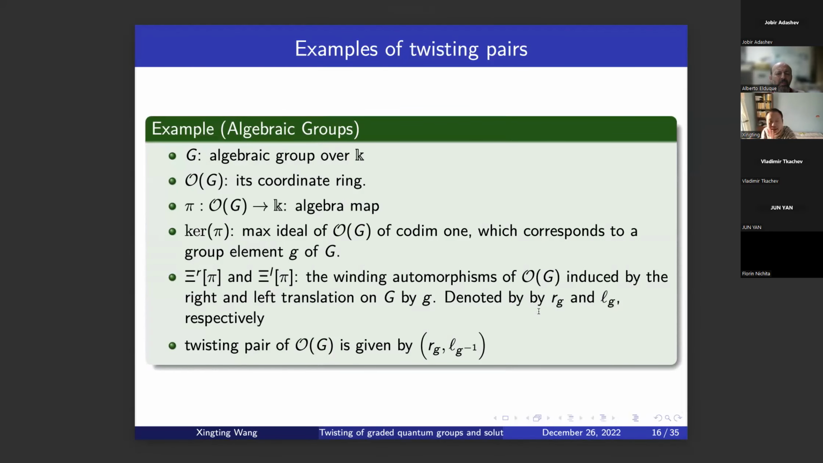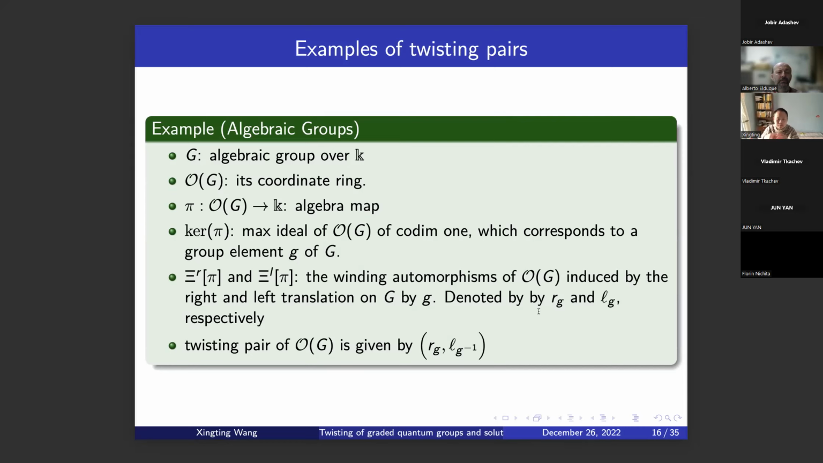I'm picking some examples where the twisting pair becomes a little more canonical. For example, I take an algebraic group and consider its coordinate ring. We know it's a commutative Hopf algebra, and that's how the Hopf algebra gets involved. And if we take an algebra map from the coordinate ring to K, we know such a map is given by maximal ideals of the coordinate ring, which actually give me exactly the elements of the group.